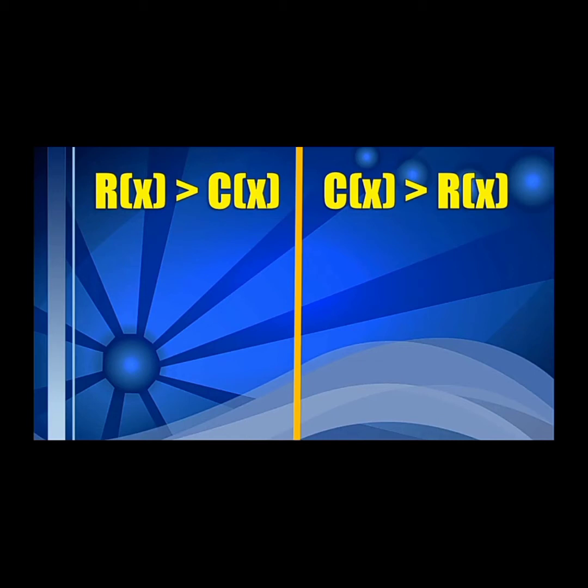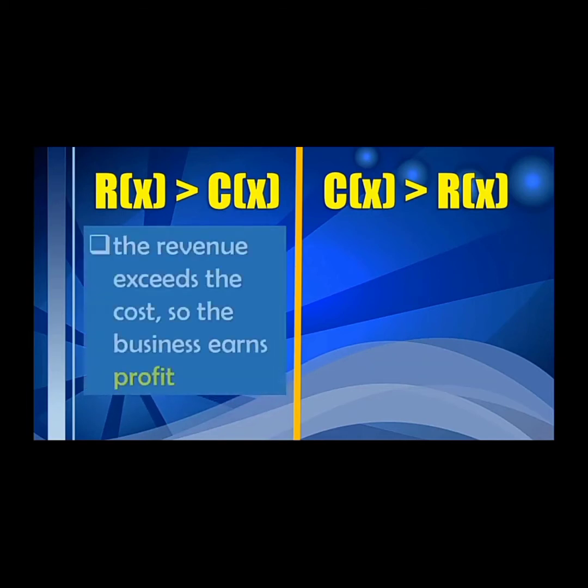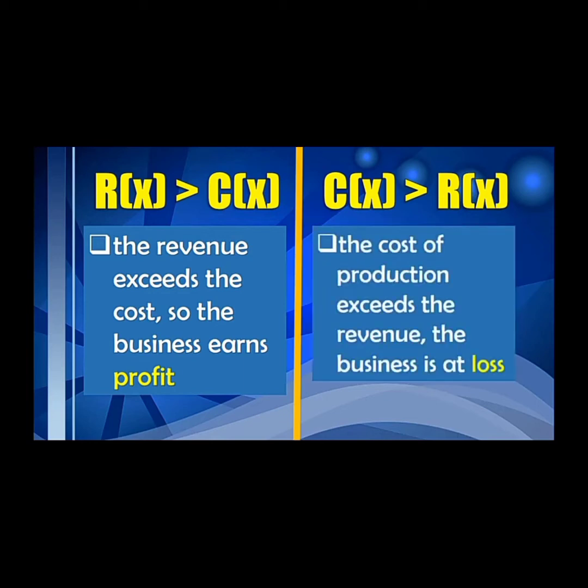We define profit as R of x is greater than C of x, and we define loss as C of x is greater than R of x. What do we mean by this? If the revenue exceeds the cost, the business earns profit. But when the cost of production exceeds the revenue, the business is at a loss. Having a loss is part of business.